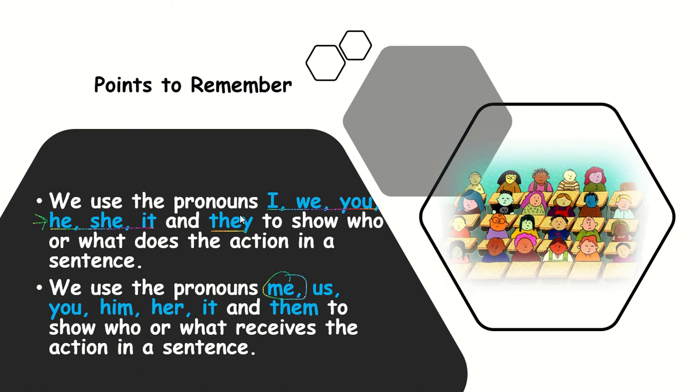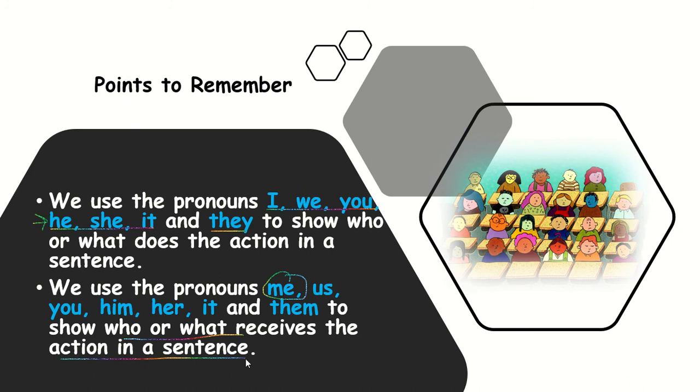Okay, now we use the pronoun me, us, look, I becomes me, we becomes us, you, you, he, him, she, her, it, they, them. So we use the pronouns me, us, you, him, her, it and them to show who or what receives the action in the sentence. Suppose I hit someone, okay, just take an example. So I hit him.